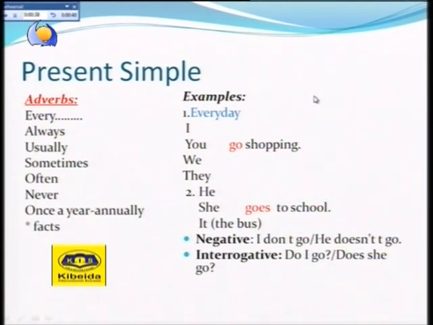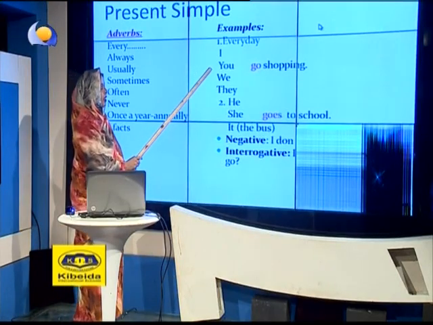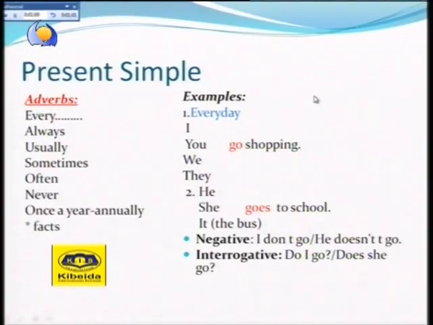When do we decide to use present simple tense? When we find words or adverbs like every, something that is repeated every day, every week, every month, or so. For example, we say, every day I go shopping. Every day you go shopping. Every day we go shopping. And every day they go shopping.